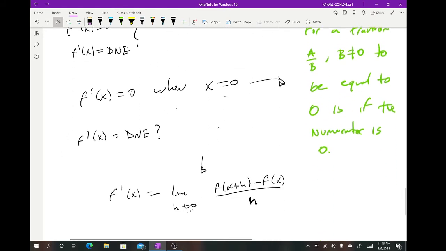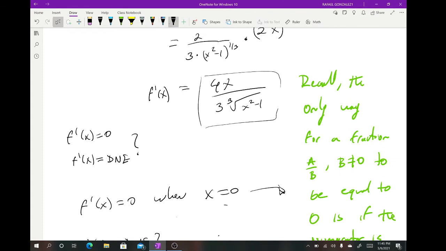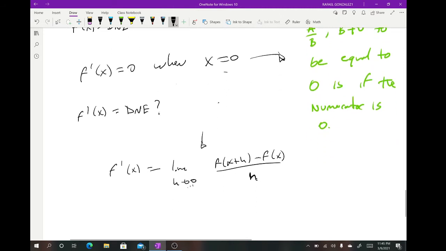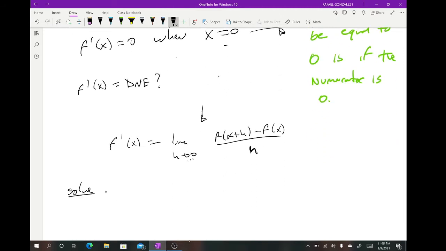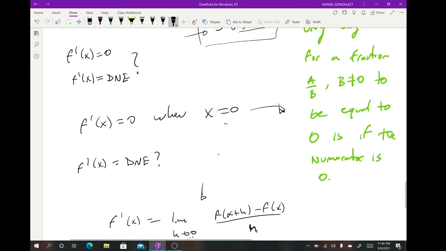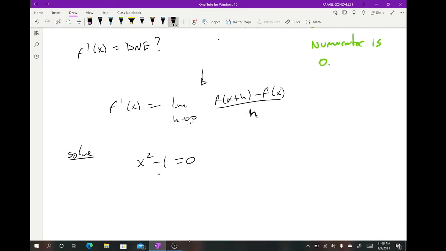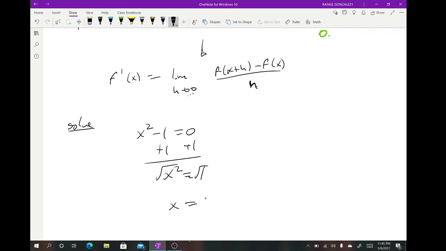In any case, what values of x will make this undefined? Well, anything that makes the denominator 0 will make this undefined. And anything that makes the inside of the cubic root 0 will make the whole function undefined. So we simply have to solve for when x squared minus 1 is equal to 0. If we add 1 on both sides, we have x squared equals 1. And then if we take the square root on both sides, we have that x is equal to plus or minus 1.